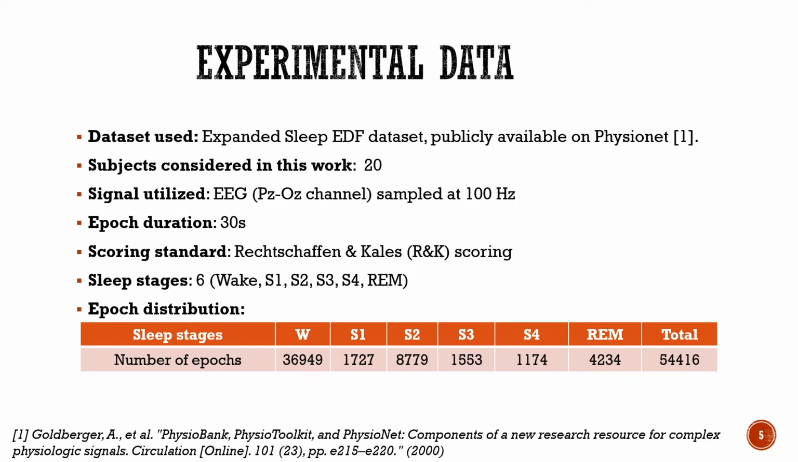The epoch duration is 30 seconds, which is standard in sleep staging process. Scoring rules are R&K, which is the ground truth that is available in this dataset. There are 6 different sleep stages: wake, S1, S2, S3 and S4, which are all belonging to the NREM stage of sleep, and the last one is REM. Now this table shows the epoch distribution of the different sleep stages, and so there are total 54,416 epochs corresponding to the 20 subjects.